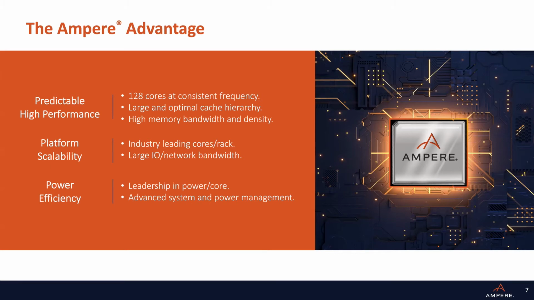This lets us give the highest density of cores per rack to customers, and we also design it with a lot of PCIe I/O. We have 128 lanes of PCIe per SoC, regardless of our SKU, from 32 cores all the way up to 128. And finally, taking advantage of that, we're able to start from a clean slate and design our SoCs to focus on power efficiency. So we have leadership in power per core, and wrapped around that is advanced system and power management. So that's an overview of the SoC.